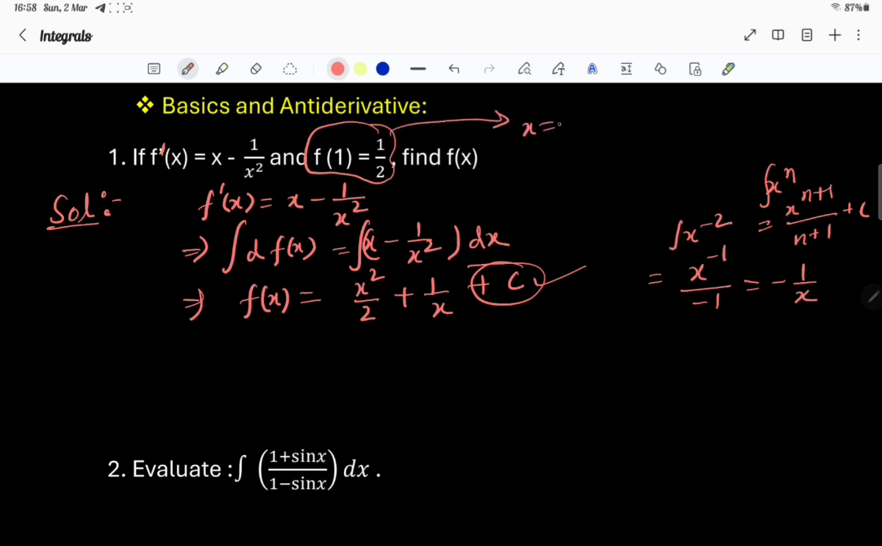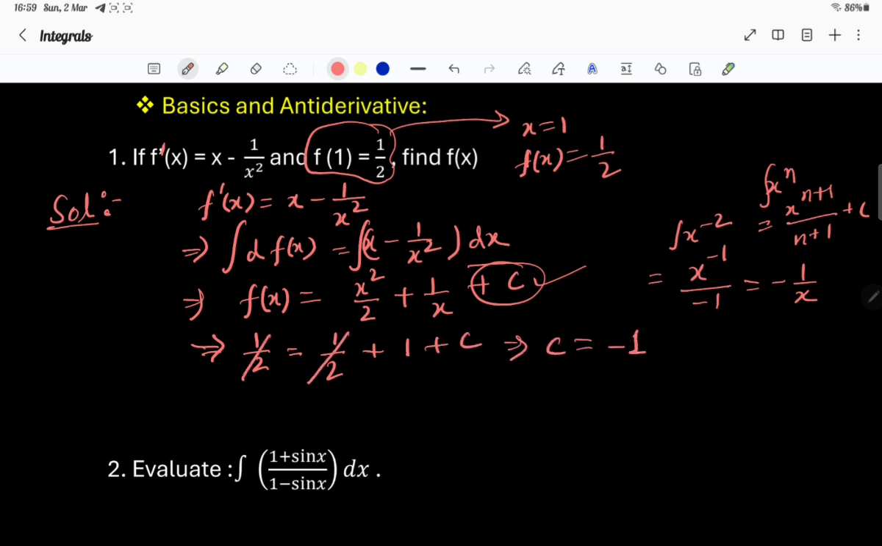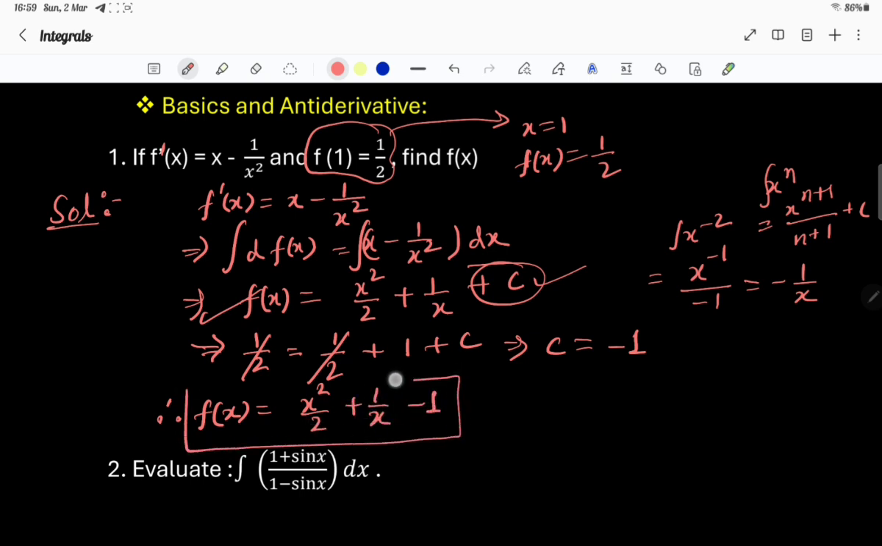What does it mean? At x equals 1, the functional value is half. To find c, instead of f(x) we put half, and instead of x we put 1. Do you understand what I am doing? I put 1 in place of x and half in place of f(x), because of the given initial condition. Then putting 1 in place of x, this will be plus c. So 1 half and half get cancelled out, and c is coming minus 1. So the ultimate answer will be f(x) equals x square by 2 plus 1 by x minus 1. This is your answer.